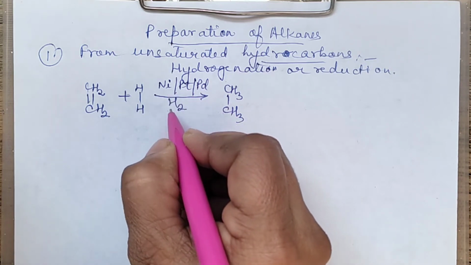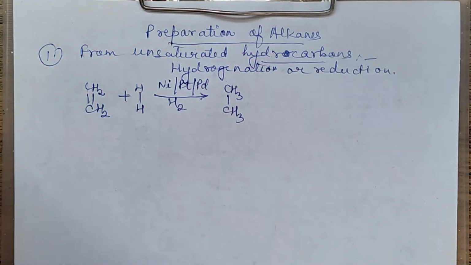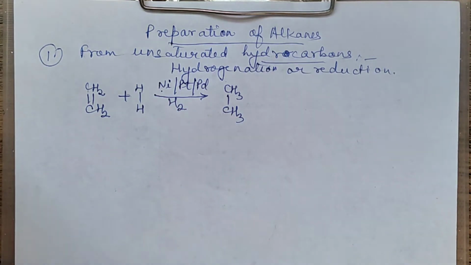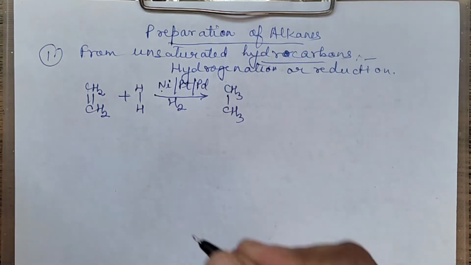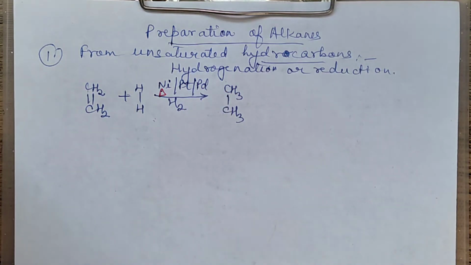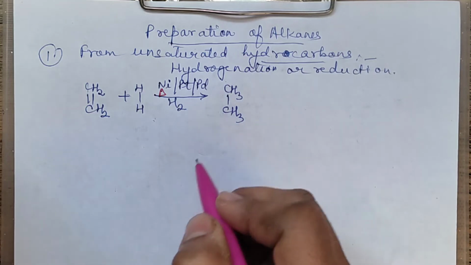So if it is nickel, you will have to heat it. If it is palladium and platinum, without heating, that is at ordinary temperature also it will occur. So that is the difference. In the presence of nickel, you will have to heat it. So you can just specify here that in nickel you will have to heat it, and if it is platinum or palladium, just at ordinary temperature also H2 will add on. So you will get alkane, that is ethane.